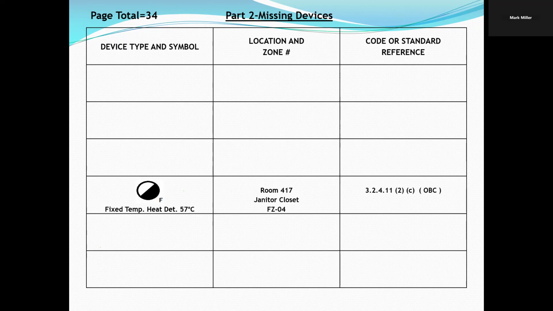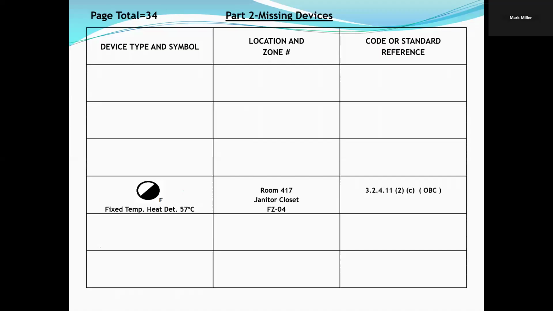You need to find me 8 missing devices on the drawing. I want to know what device type and symbol it is. I want to know where it is. And I want to know what zone it is. And I want to know why it has to be there. And of course, we need to put it on the drawing and add it into the pipe run.